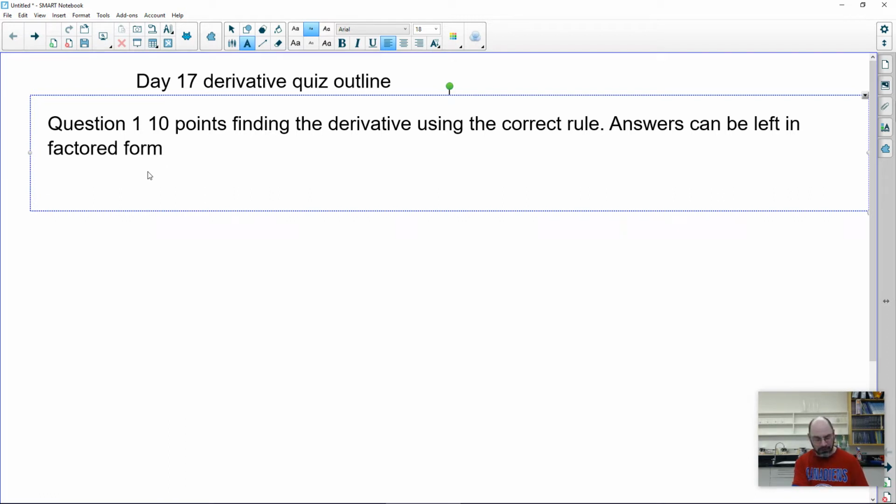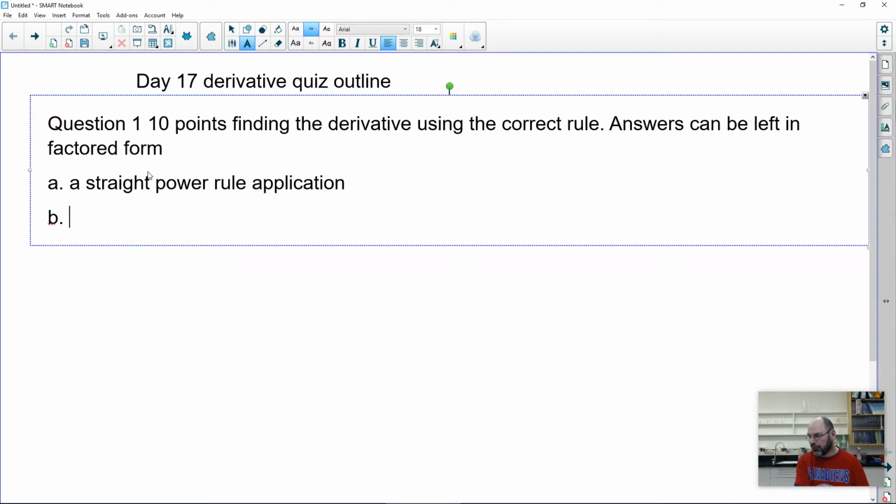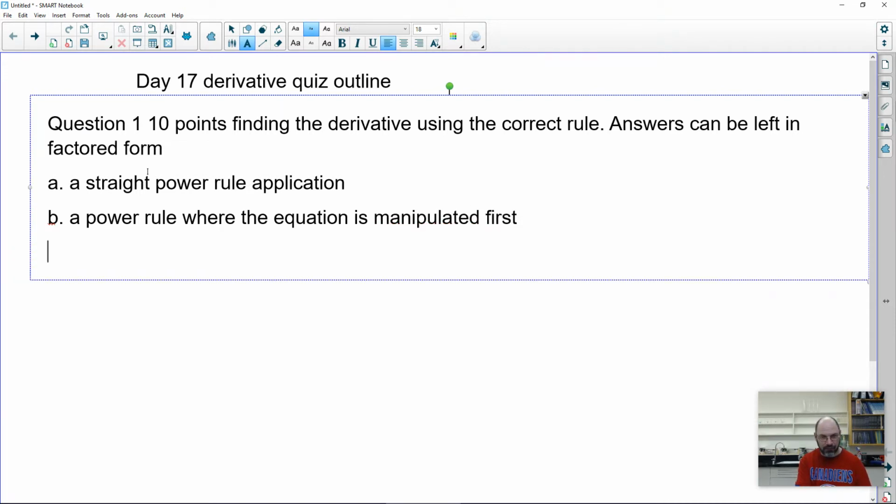Okay, so you're going to have straight power rule, application, and then you also have a power rule where you're going to have to manipulate the equation, like convert from root to exponent form or something like that. Okay, and so study that a little bit.